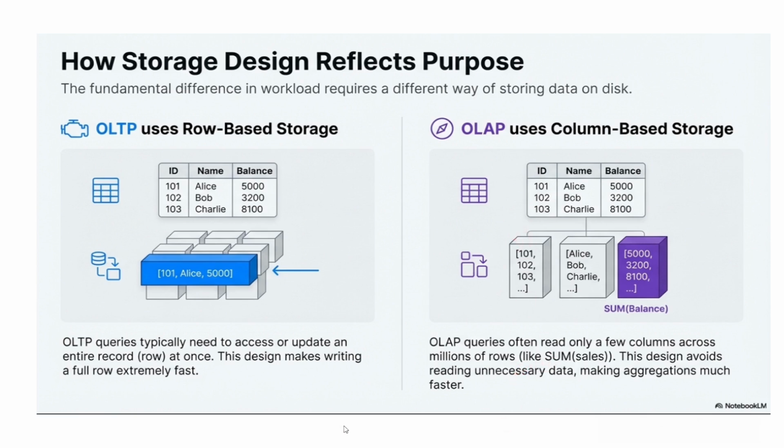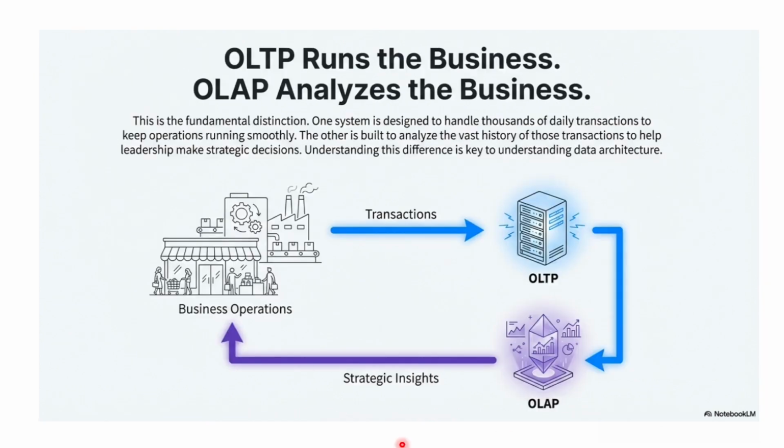Moving forward, now this is a flow diagram. OLTP runs the business, OLAP analyzes the business. This is the business operation. All the transactions are run on OLTP. Consider OLTP is like an engine. One system is designed to handle thousands of daily transactions to keep operations running smoothly, and the other is built to analyze the vast history of those transactions to help leadership make strategic decisions.